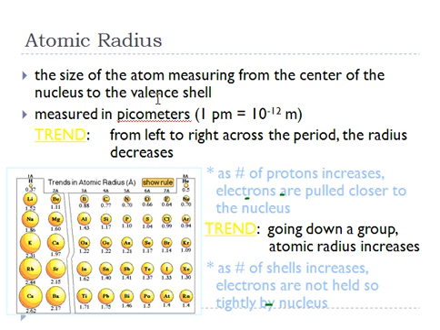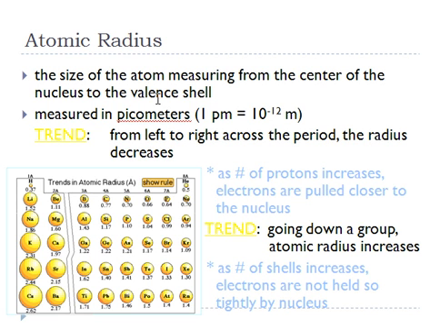The second trend we're going to look at is atomic radius. So the atomic radius is exactly what it sounds like. It's the size of the atom, measuring from the center of the nucleus to the valence shell. It's measured in picometers, and 1 picometer is 10 to the negative 12 meters. You don't really need to know that, but it just gives you an idea of how small these atoms actually are.